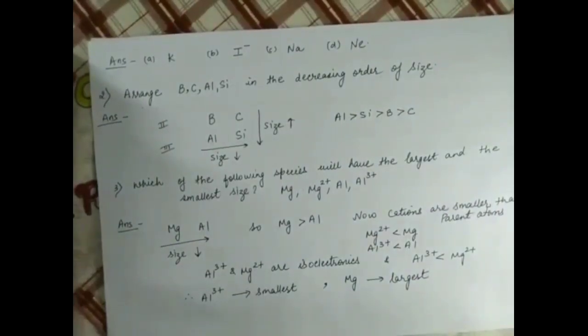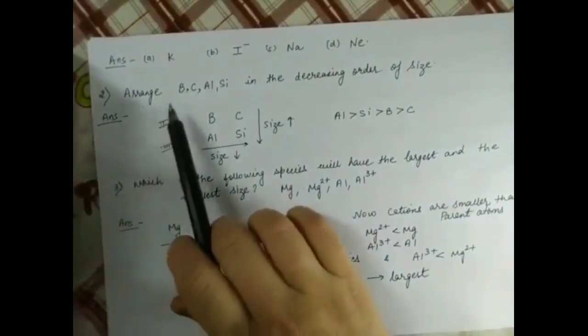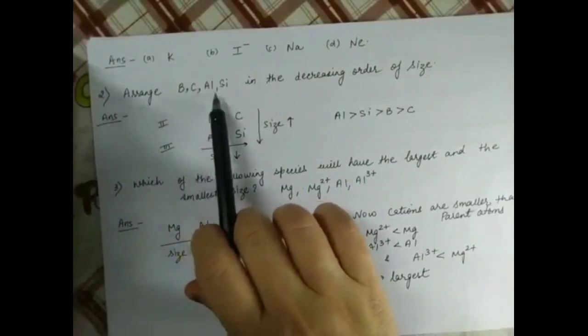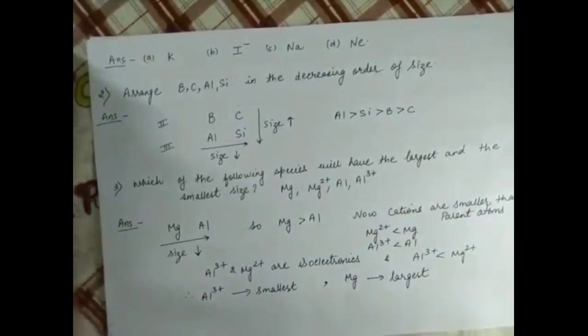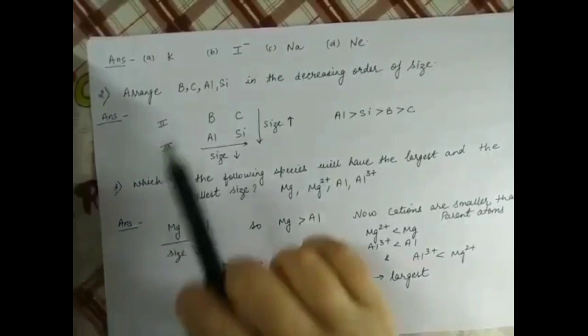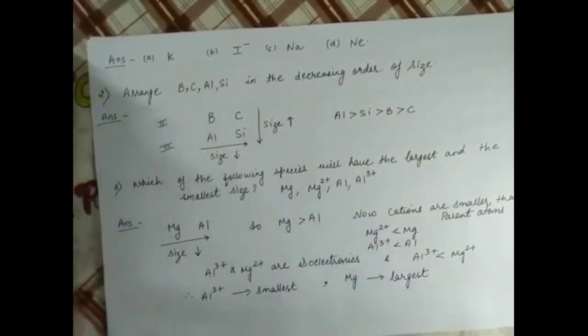Now the next question. Arrange boron, carbon, aluminium, silicon in the decreasing order of size. Now boron, carbon, aluminium and silicon belong to the second and third period. So first we'll arrange them according to their position in the periodic table. I know boron and carbon lie like this. That is, they are in the second period. Boron is first and afterwards carbon comes. Atomic number 5 and 6.